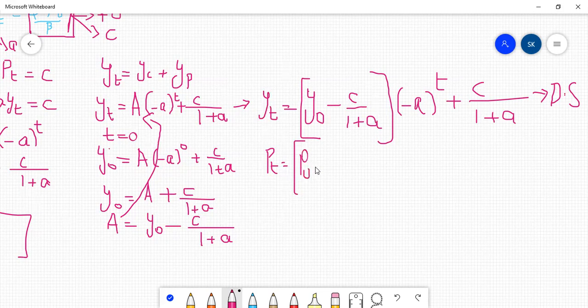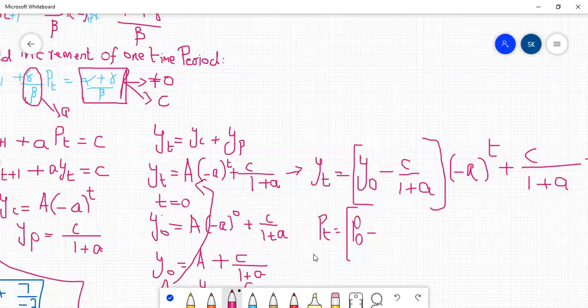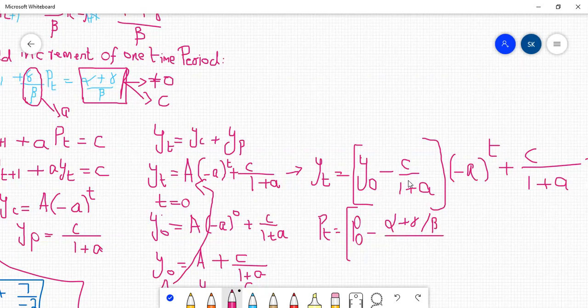Now what was the value of c? This is the value of c, alpha plus gamma upon beta. So therefore pt is equal to p naught minus alpha plus gamma divided by beta, and this whole is now divided by 1 plus a. That is 1 plus, over here the value of a is sigma upon beta. So therefore we will write it as sigma divided by beta.